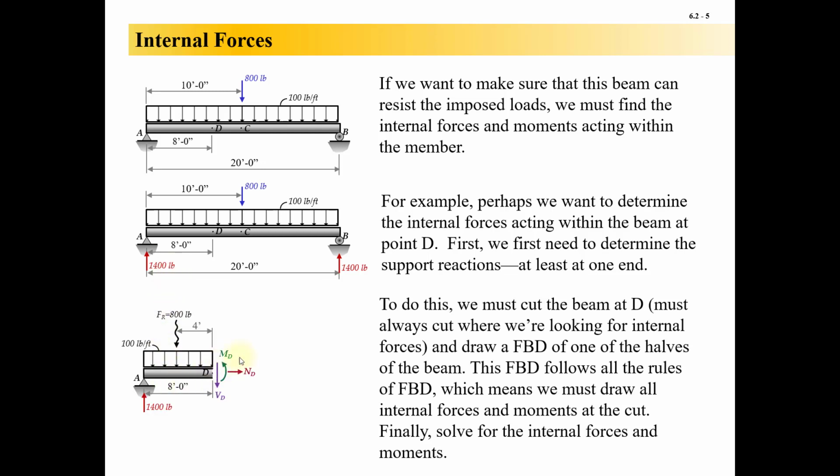And then we cut at the point that we want to find those internal actions at. So we're going to make our cut at D. You're always going to be making your cut at the point that you want to find. We make our cut at D, and now instead of just having axial force like a two-force member has had, now we've got the shear, which we call V, and the moment M, and they're at that point.